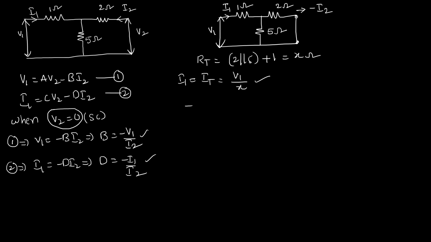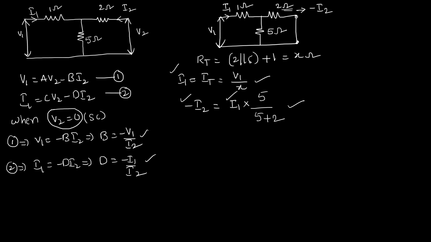Now, what is minus I2? How do you calculate it? Use the current division rule. What is the current division rule? Total current. What is the total current? I1 is the total current into the opposite branch. What is the opposite branch for 2 ohms? Obviously 5 divided by the sum of the opposite branch resistances, that is 5 plus 2. So do the calculations, you'll be getting I2. So you'll be getting I1 in terms of V1 and I2 in terms of I1.